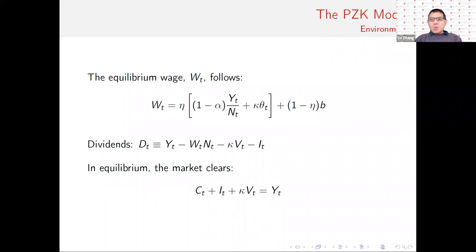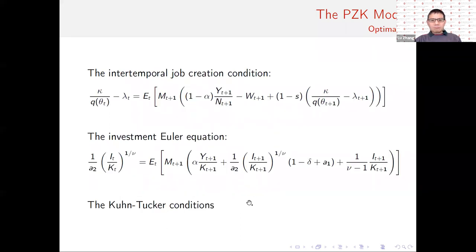So the equilibrium wage is the Nash wage again. And this piece, 1 minus alpha times output divided by employment, that's the marginal product of labor. Fairly standard. So in equilibrium, the goods market clears. So we have two functional equations to solve.